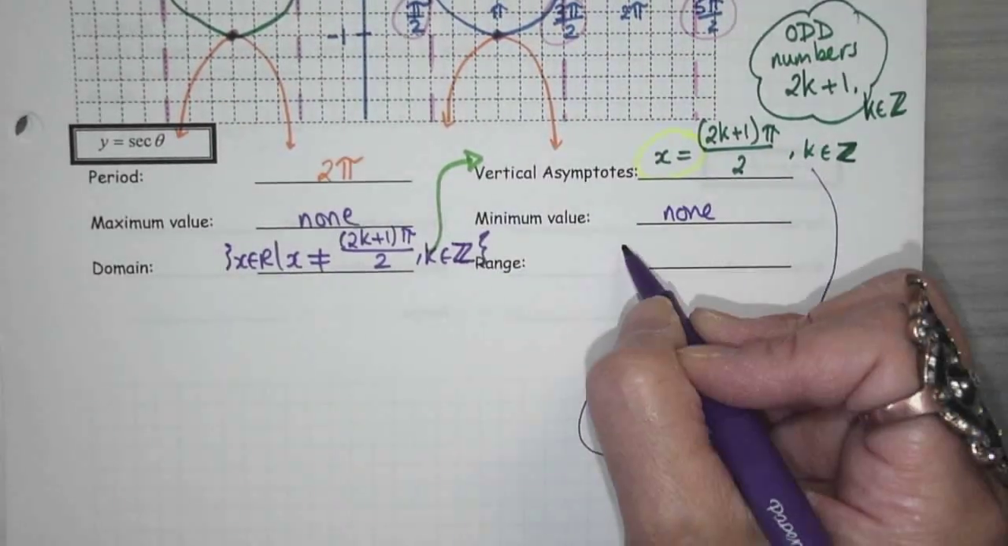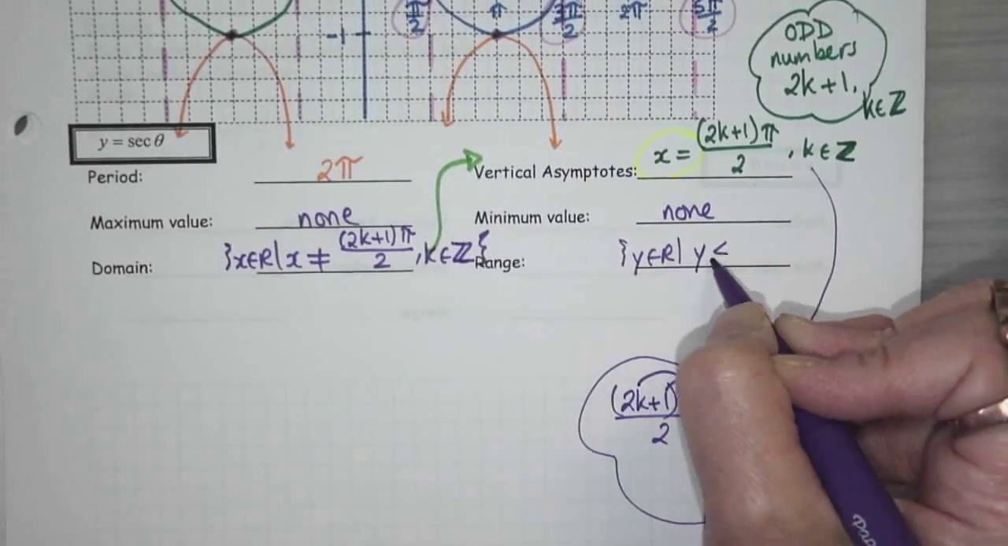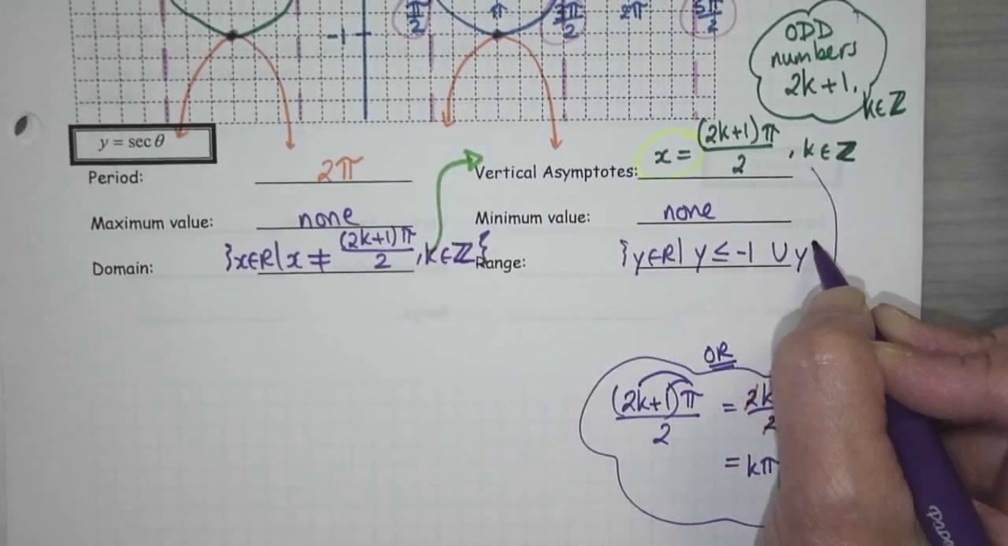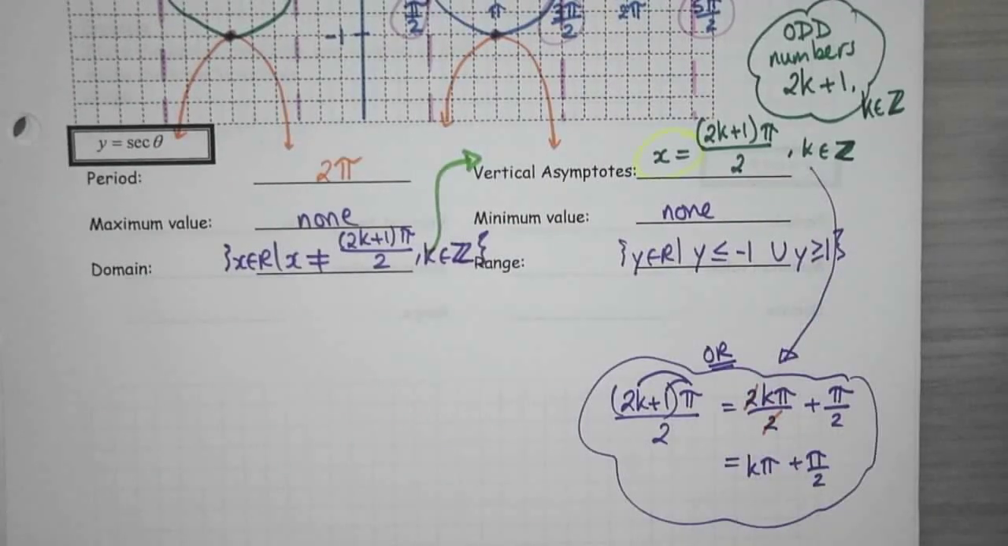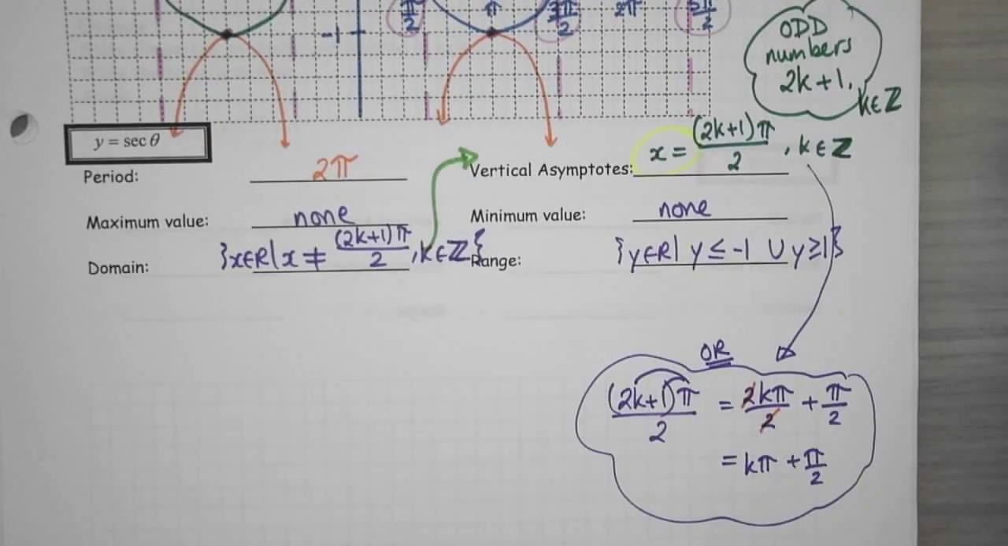And your range is going to be y is an element of real, and y is less than or equal to -1, or y is greater than or equal to 1. Okay, any questions or clarification?